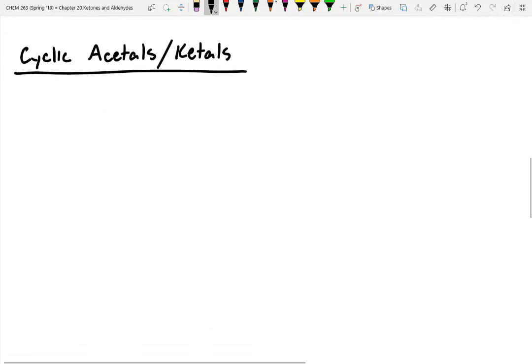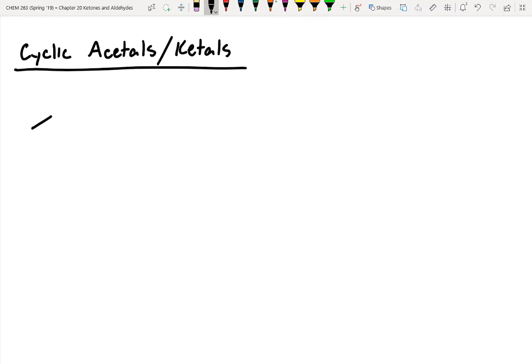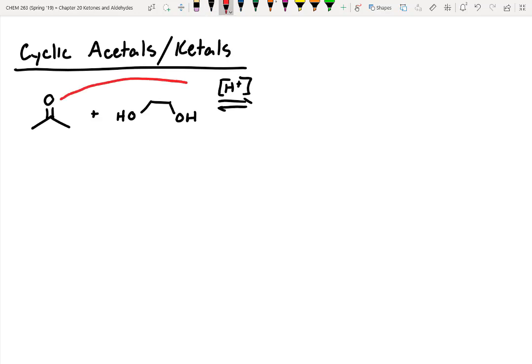All right, so let's take a look at this one. All right, in this one, instead of having two equivalents of alcohol, we just have a diol. All right, but same idea, we need catalytic acid of some sort. Just like before, we're going to protonate the carbonyl.